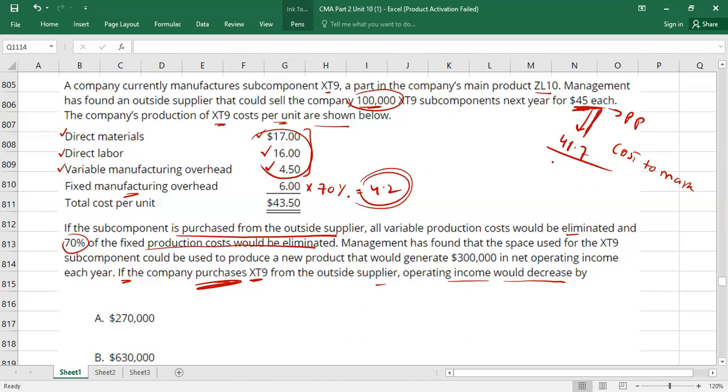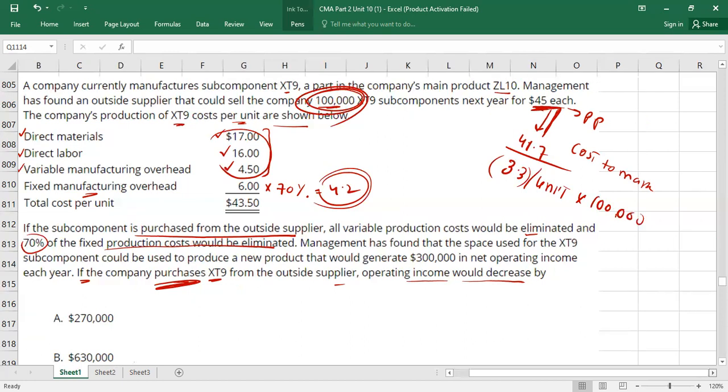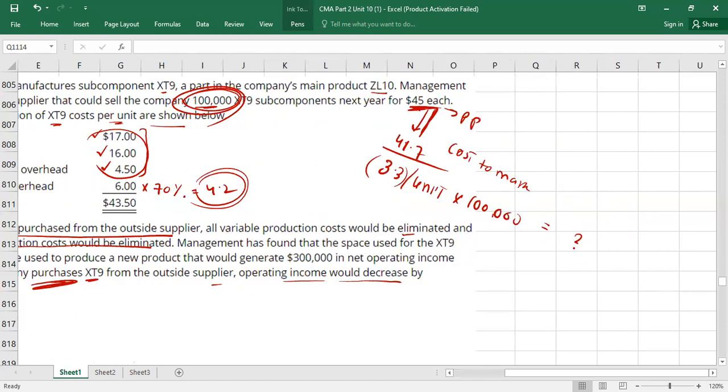Company is paying $3.3 per unit extra. And this $3.3 is going to be loss if you are going to buy the product. So you will lose $3.3 per unit. And how many units you are going to buy? So just multiply. You are going to buy 100,000 units. So it means your total loss would be how much? If you will multiply, this is going to be $330,000 if you will purchase. This is going to be a loss if you will purchase.